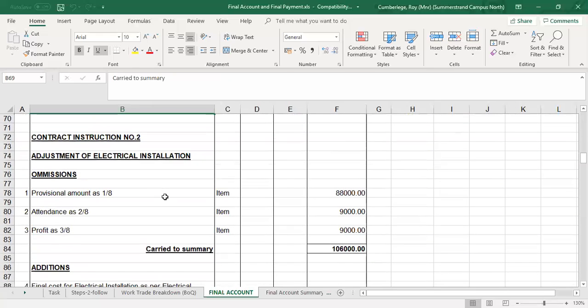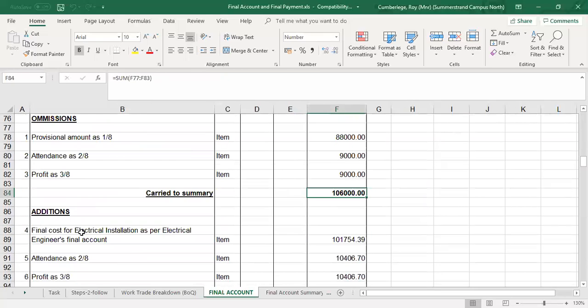Contract instruction number 2, the adjustment of all work that is measured provisionally, in this case the electrical. If there was, let's say, air conditioning, ventilation, you'll do the same for those nominated subcontract work. So we omit what we've measured in the bill. In this case, there was a provisional amount. The contractor did price the attendance as well as the profit. So that's an omission of 106,000 Rand, and the additions. Obviously you'll get that figure from the electrical engineer, and remember this figure excludes VAT.